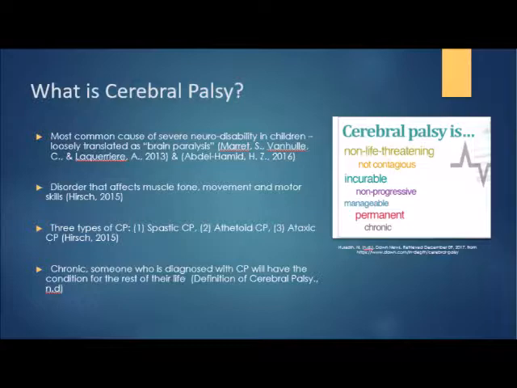CP is chronic, so this means that anyone who's diagnosed with it will have this condition for the rest of their life. The brain will not heal as other parts of the body might, like a broken hand would. Due to this, the cerebral palsy will never change for better or for worse during the person's lifetime.